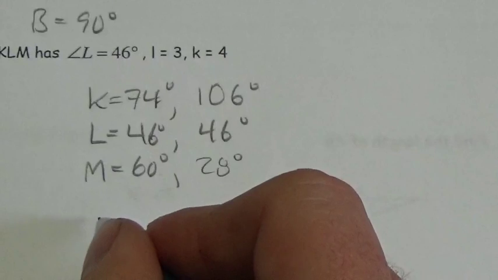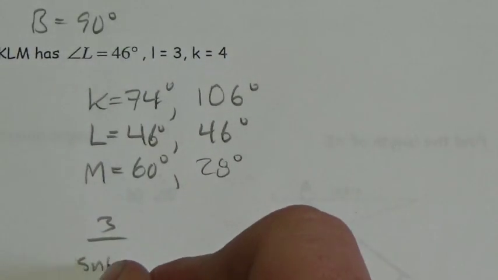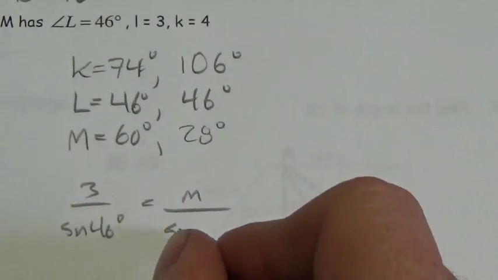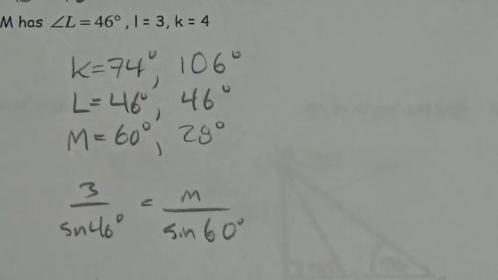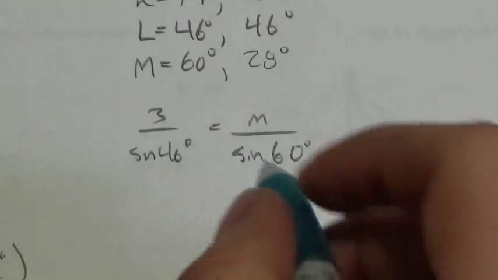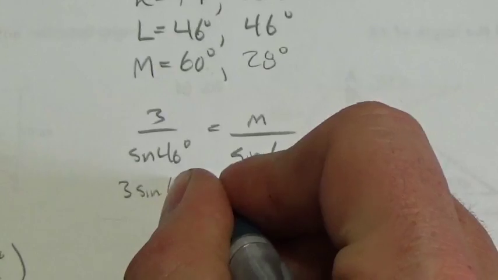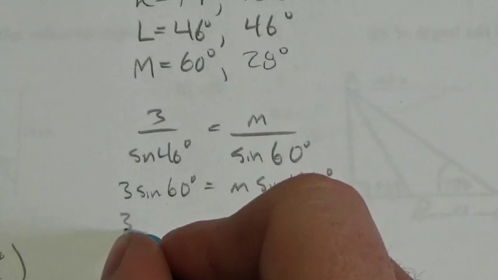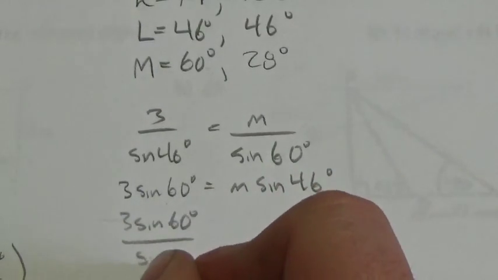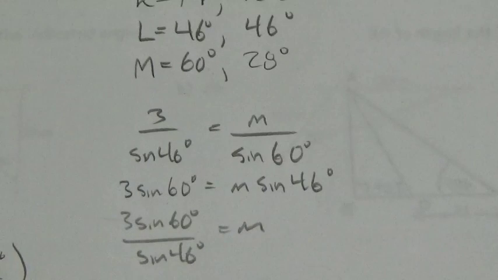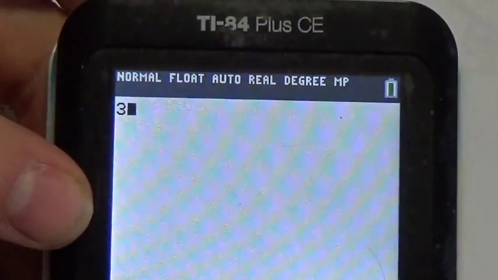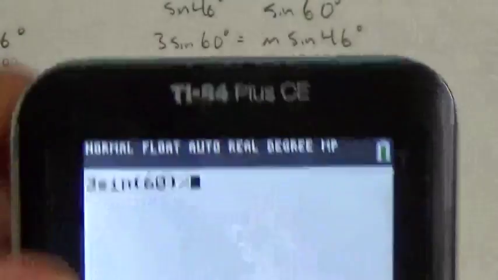So I know that 3 over the sine of 46 degrees could equal little m over the sine of, to start off with, 60. Once again, let's cross multiply. 3 times the sine of 60 is going to be little m times the sine of 46 degrees. And then I'll divide. It's going to equal little m. This is just calculator work, but we've got to make sure that we're entering this in properly. So 3 sine of 60 divided by the sine of 46.